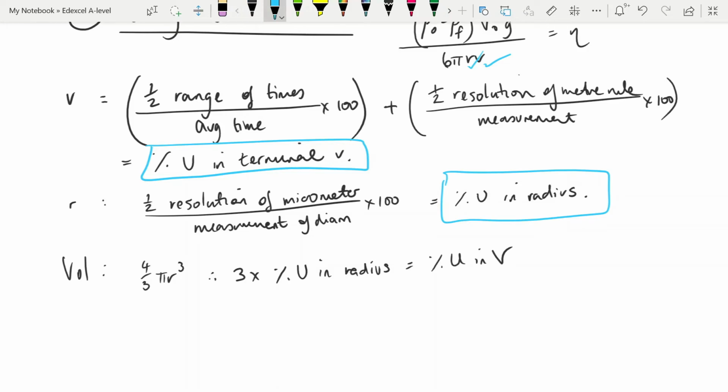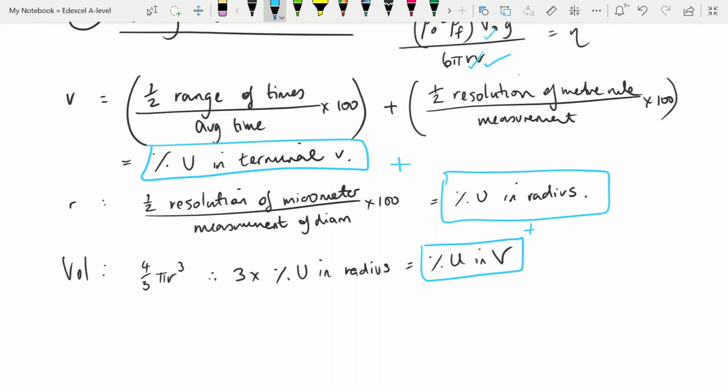And because the volume is calculated from 4/3 pi r cubed, anytime you cube it, you have to multiply the percentage uncertainty in the radius by that power, anytime, any power. So this time it's 3, so we end up with our percentage uncertainty in volume, and again, you could start adding all of those together already.